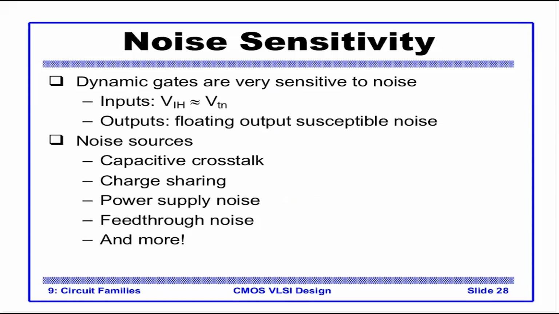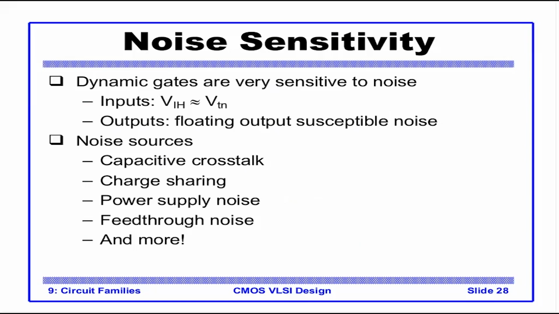In that case, the output is floating, and a floating output is more susceptible to noise. A regular output driven by either VDD or ground is actually a very good, very robust mode. It won't see much noise effect. But with a floating output, any small noise can affect its value. What are the noise sources?